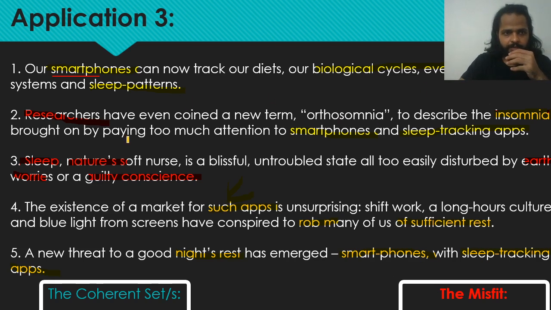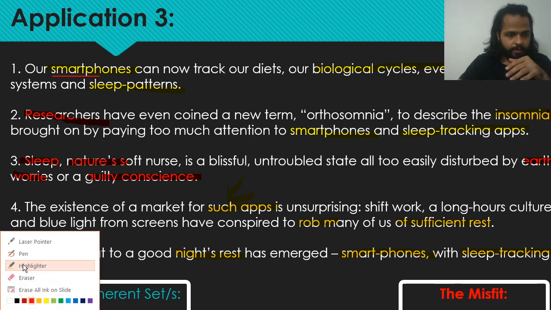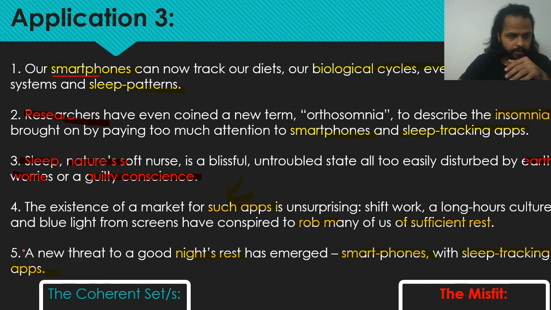So you can quite clearly see that except for this one sentence, which clearly is talking about something totally different. Okay, sleep is probably one common aspect, but this just takes the conversation in a very different direction, and hence it's quite probable that this sentence is the odd one out. It's extremely probable. Wait a second, I'll just get a pen. So this would most probably be the odd one out.